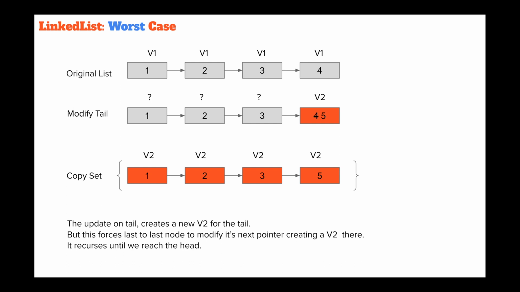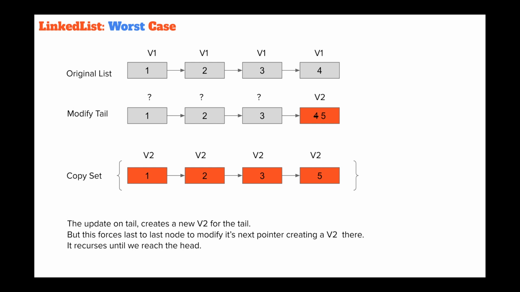We have the original list on top, and then we are modifying the tail instead of the head. Now when we modify 4 to 5, essentially 5 now becomes v2. Alright. So now 3's next pointer should be pointing to the v2 version of the node. But that would mean that 3 needs to be updated with that change. So 3 needs to be converted to v2 as well by modifying the next pointer.